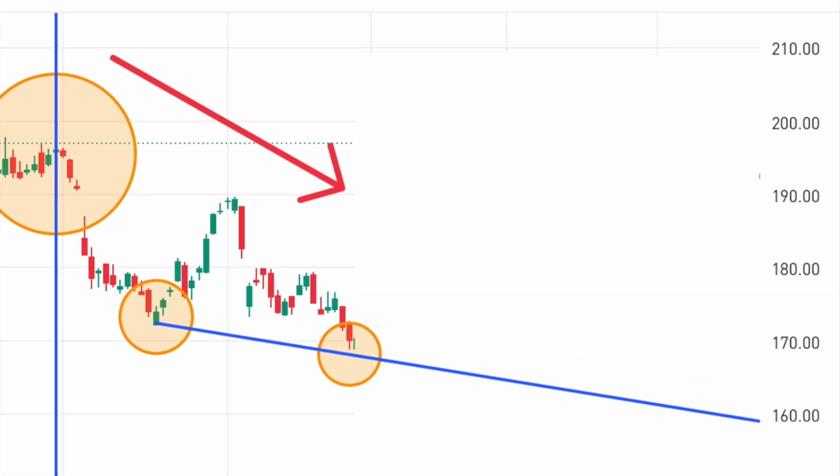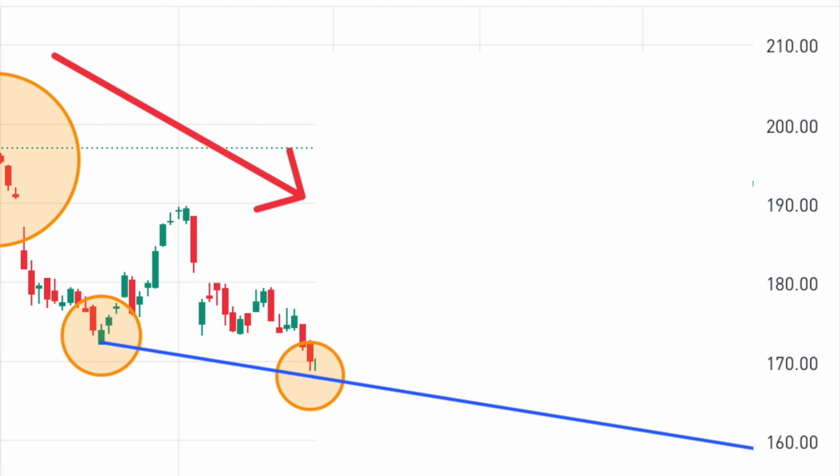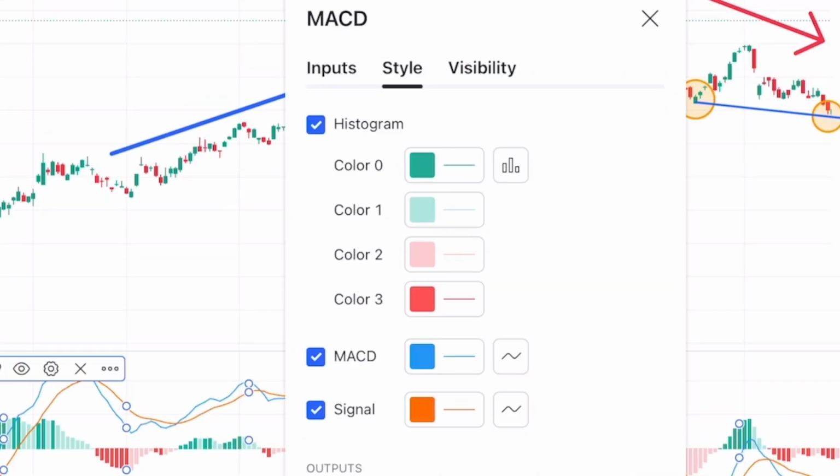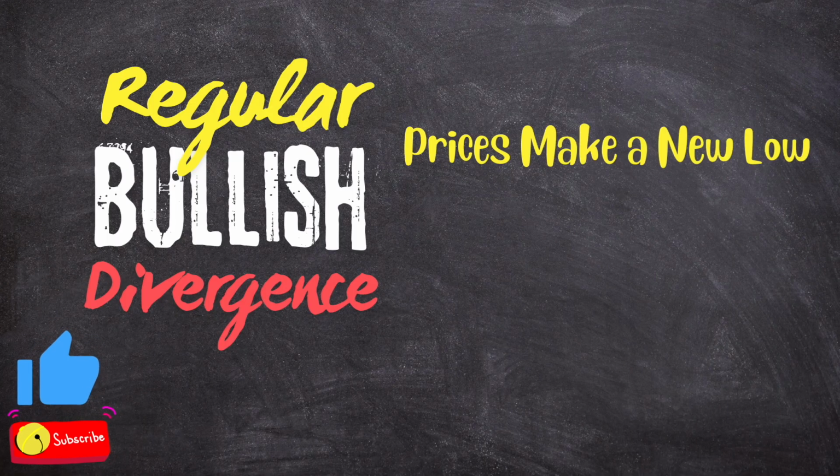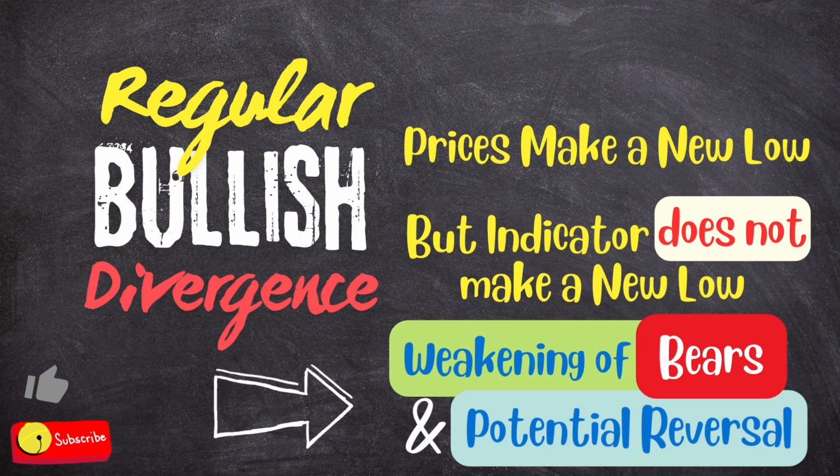Let's watch closely. We get two important price lows here. Let's move our attention to the MACD line. It's forming a higher low. Price has formed a lower low, but the indicator formed a higher low. This is regular bullish divergence.